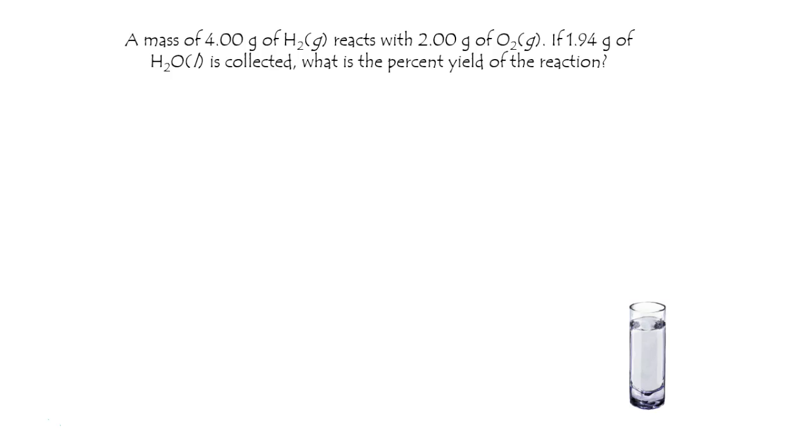Let's start with the balanced chemical equation. 2 to 1 to 2: 2 H2 plus O2 makes 2 H2O. Remember that both H2 and O2 are diatomic. Let's try to do the limiting reactant by inspection.